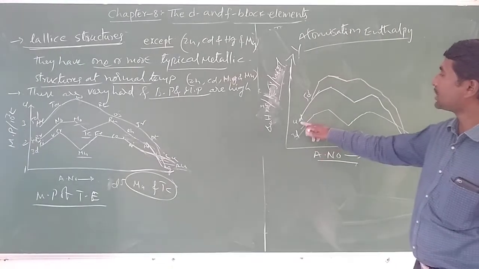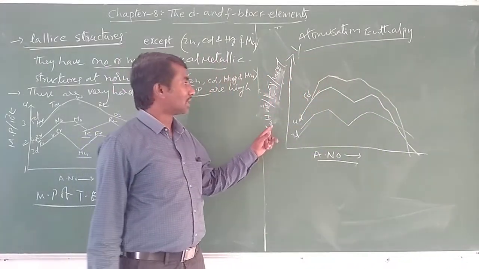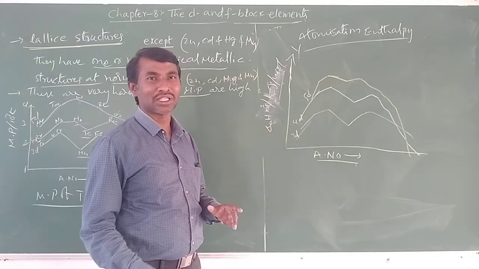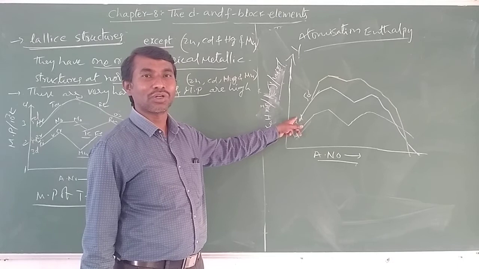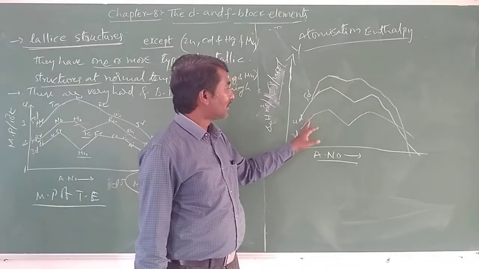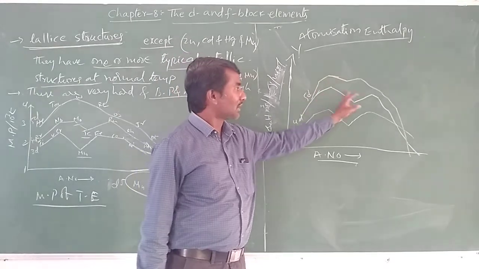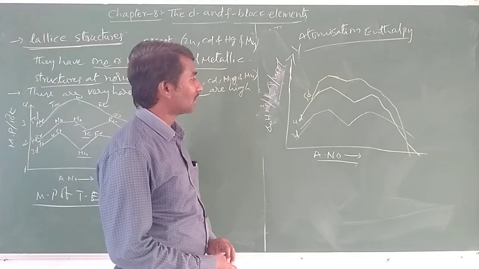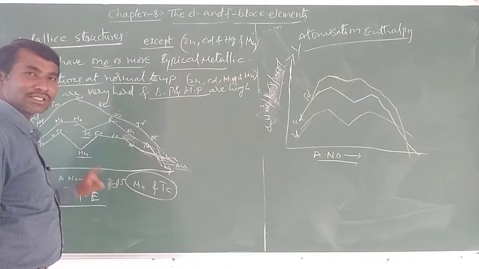Why? Because they have more metallic bonding, so more energy is required for atomization. That's why the graph is higher compared to the 3d series. Atomization enthalpy is also low for technetium and manganese.